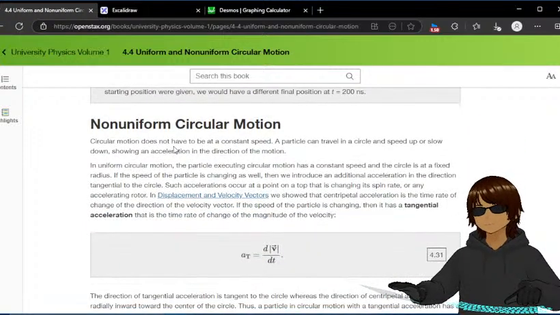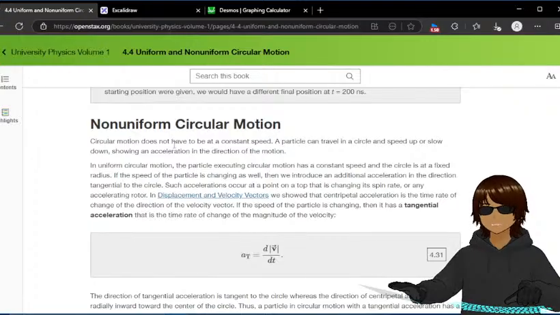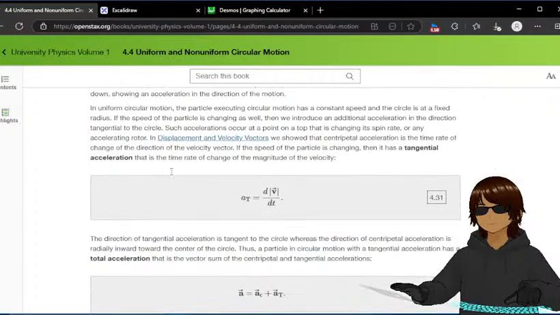Circular motion does not have to be at a constant speed. A particle can travel in a circle and speed up or slow down, showing an acceleration in the direction of motion. In uniform circular motion, the particle has a constant speed and the circle is at a fixed radius. If the speed of a particle is changing as well, then we introduce an additional acceleration in the direction tangential to the circle. Such acceleration occurs at a point on a top that is changing its spin rate, or on any accelerating rotor.